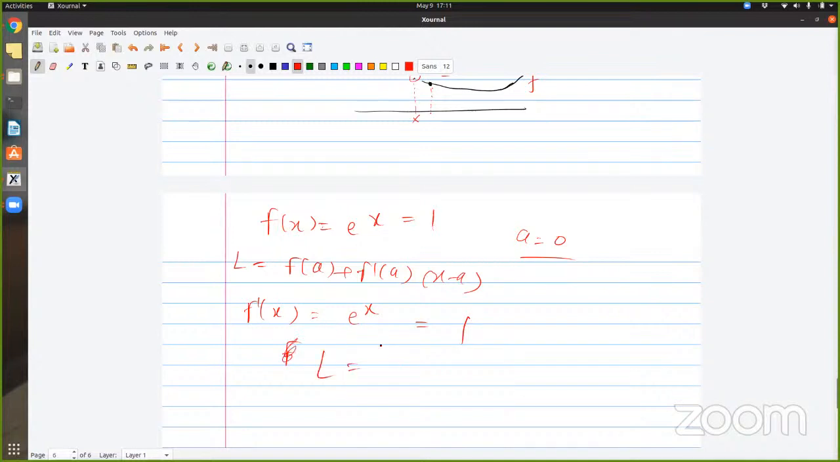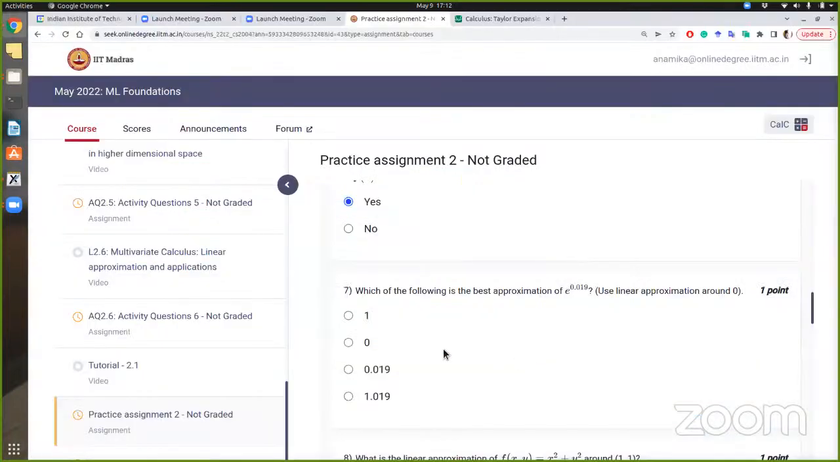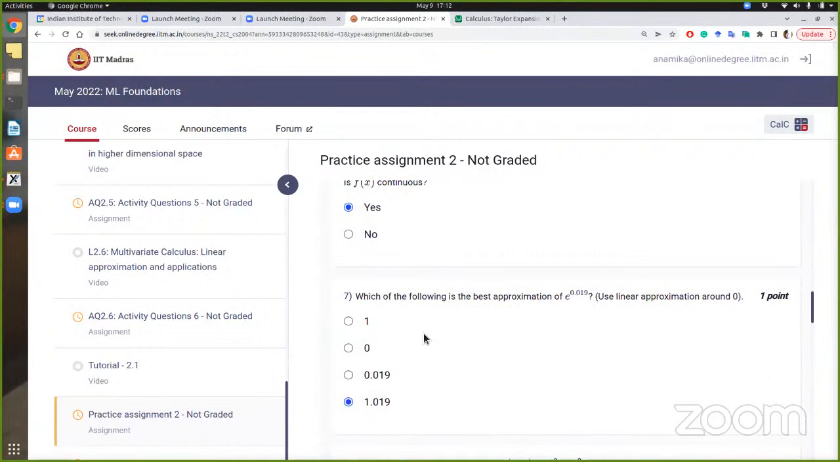So our linear approximation becomes f of a, 1, plus f dash a, 1, times x minus a, that is 1 plus x. Did you get this? Now we want L at 0.019. That is, instead of x, we put 0.019. So we get 1.019. This should be correct. Any doubts so far? Okay. Let's move on.